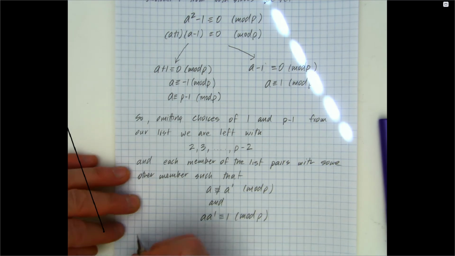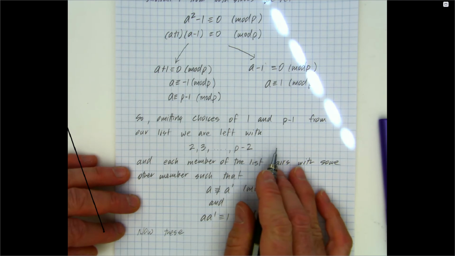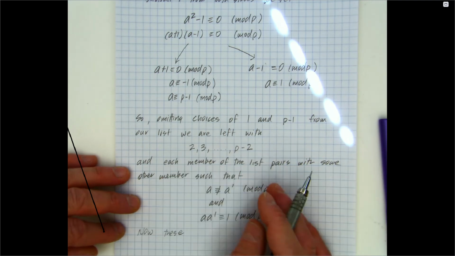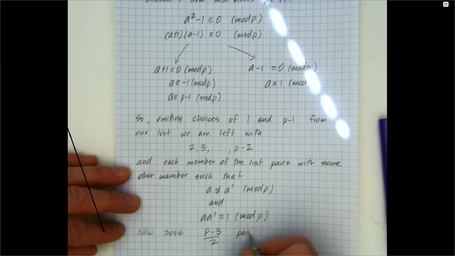So how many of these are there? Now we have P minus 2 here and 1 there, right? So I guess it's P minus 3. And since they're paired, we can cut it in half. So there are these P minus 3 over 2 pairings.